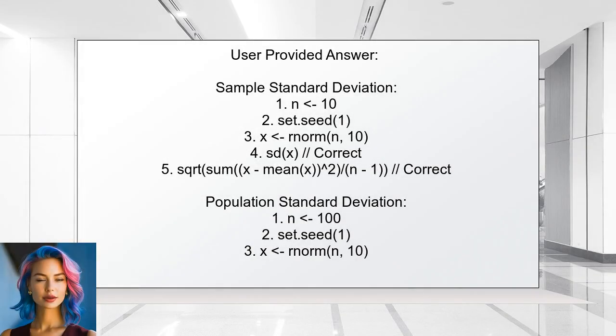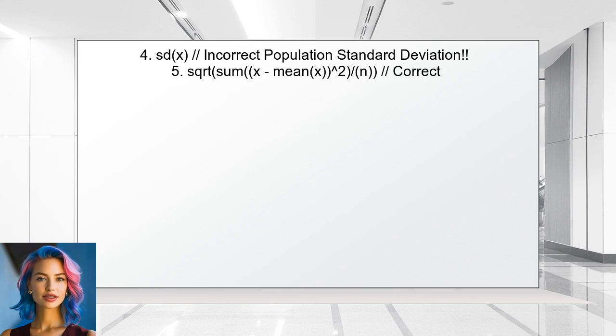Now, let's shift our focus to a different response. This user provides a detailed approach to calculating both sample and population standard deviation in R. They start with a sample size of 10, using the standard deviation function and manual calculations to confirm the results. For the population standard deviation, they emphasize the importance of using the correct formula, especially with larger sample sizes, and provide several methods to achieve accurate results.